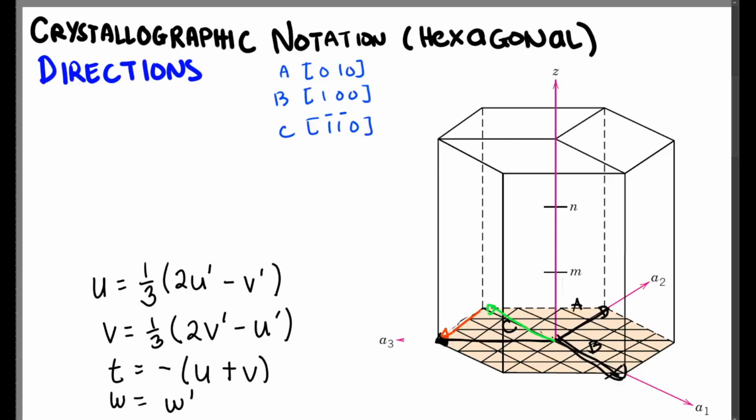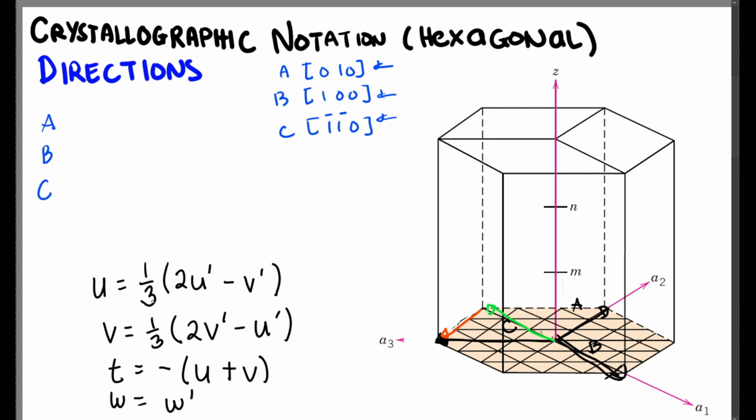So now let's look back at our previous example where we had our directions A, B, and C, corresponding to the axes a1, a2, and a3. We know that these three have these indices in the three-coordinate system. So what now if we convert them into the four-coordinate system? We have u, v, t, and w.